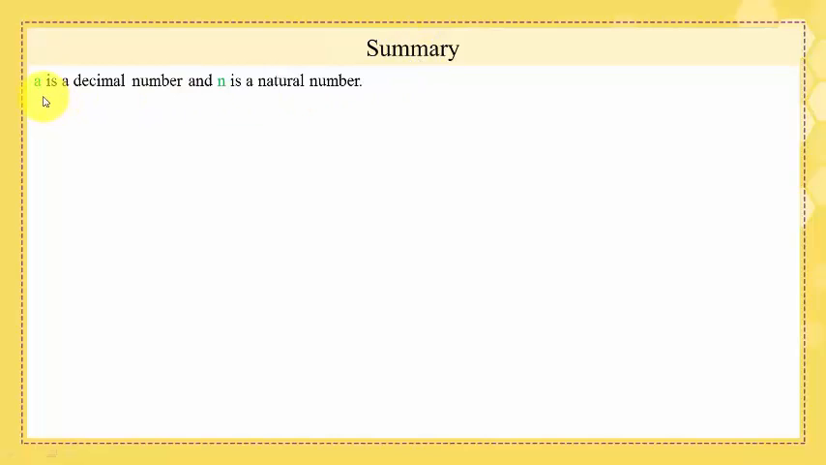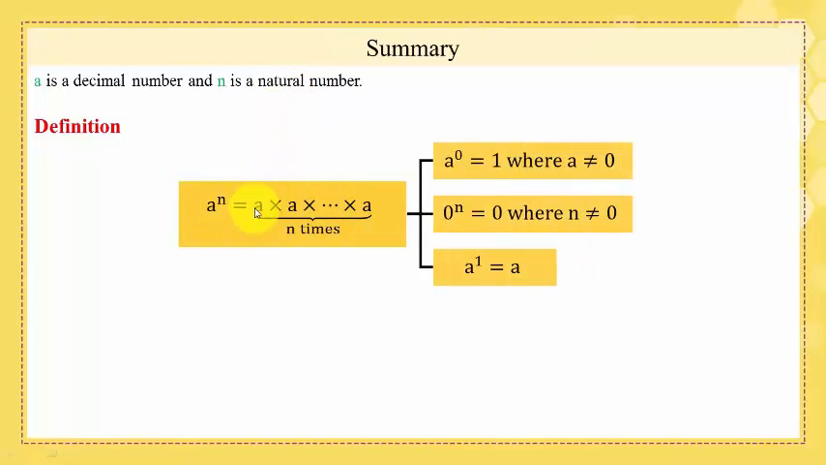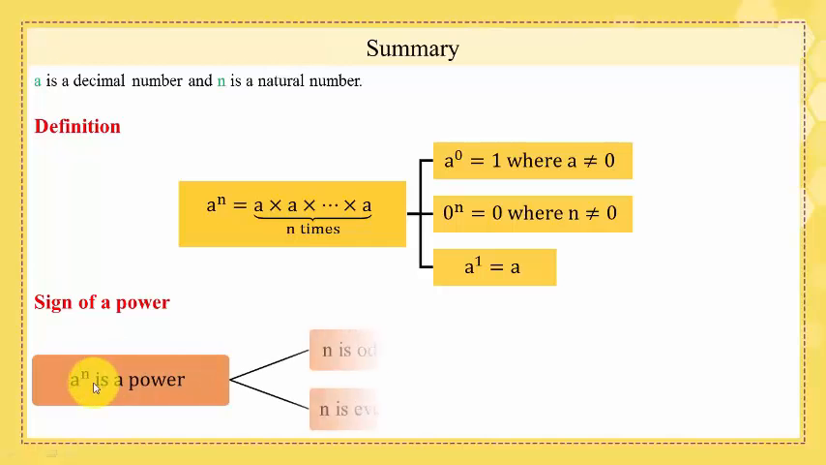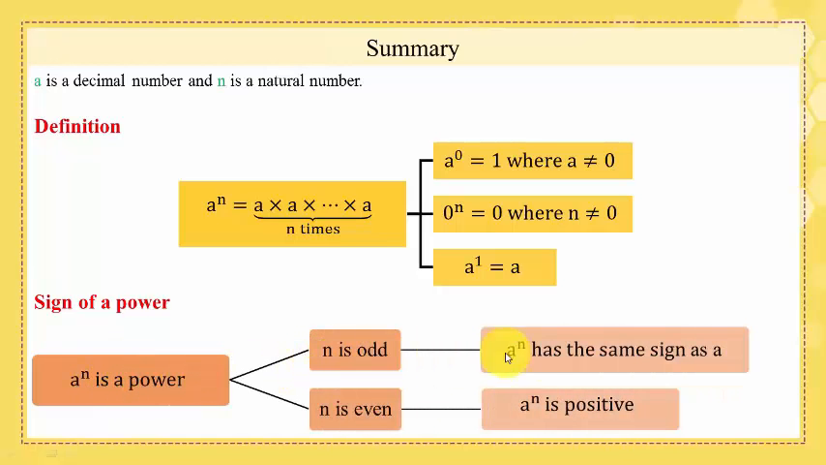Summary. a is a decimal number and n is a natural number. Definition: a exponent n equals a multiplied by itself n times, where a exponent 0 equals 1, 0 exponent n equals 0, a exponent 1 equals a. Sign of a power. a exponent n is a power. If n is odd, then a exponent n has the same sign as a, its base. If n is even, then a exponent n is positive.